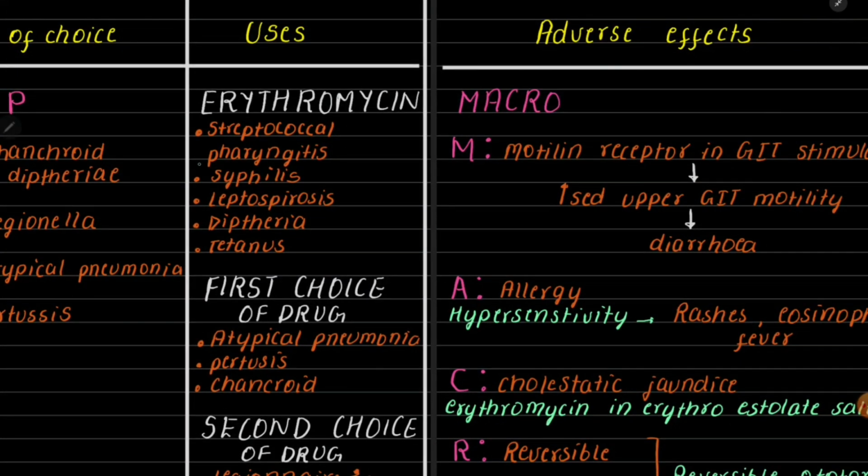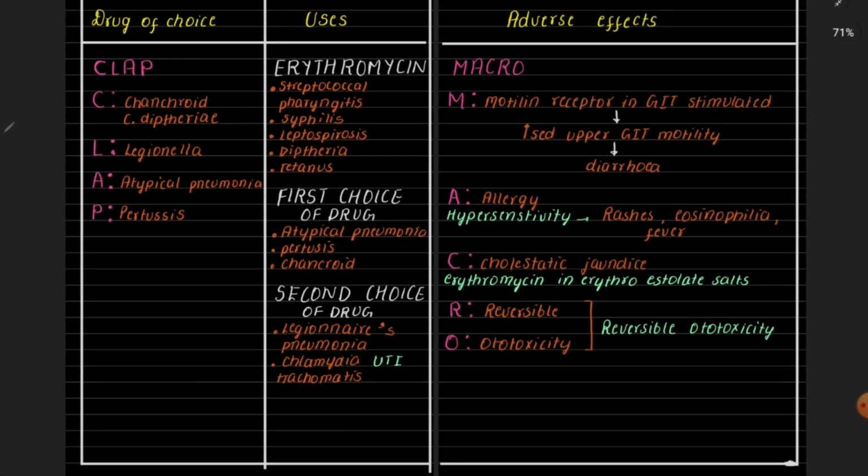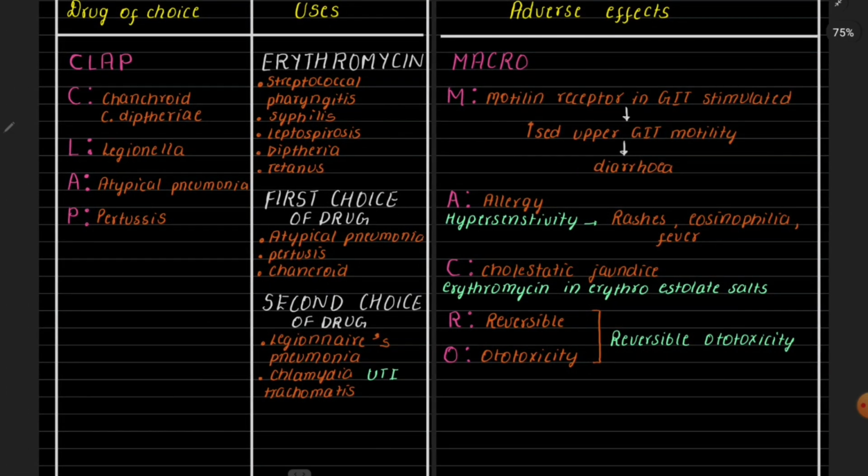We have streptococcal pharyngitis, syphilis, leptospirosis, diphtheria, as they were the first choice drugs against Corynebacterium diphtheriae. We have tetanus. Also, erythromycin is the first choice of drug or the drug of choice, like we just saw, for atypical pneumonia, pertussis, and cancroid. It is the second choice of drug for Legionnaires pneumonia, chlamydia trachomatis, and UTI.